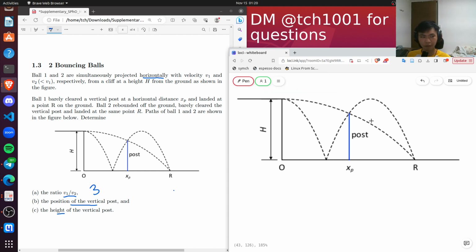The time taken for the balls to fall, right? So what's one observation? What's one thing we already know? We already know that the first ball, which follows the red path, has a horizontal velocity 3 times bigger than that of the blue path. The horizontal velocity of the blue path is 1/3 of that of the red path.